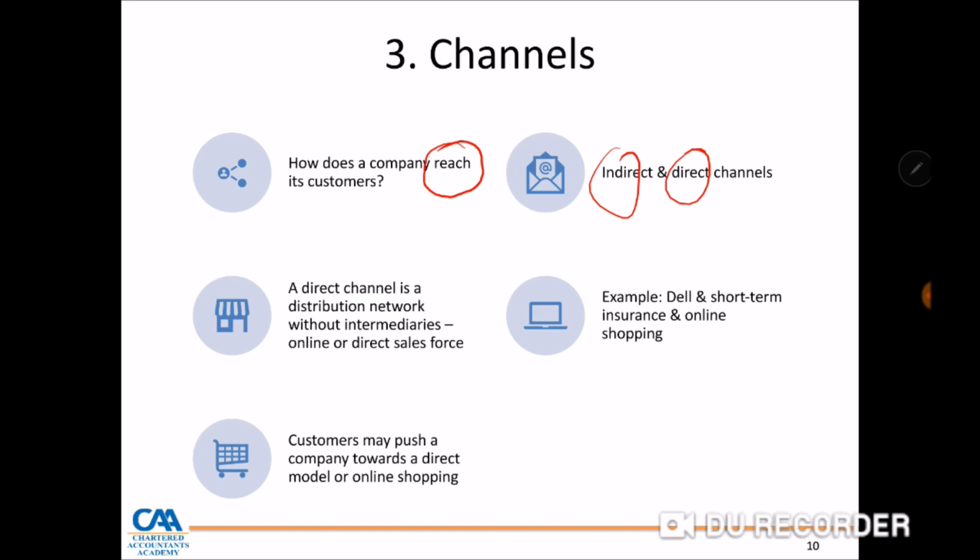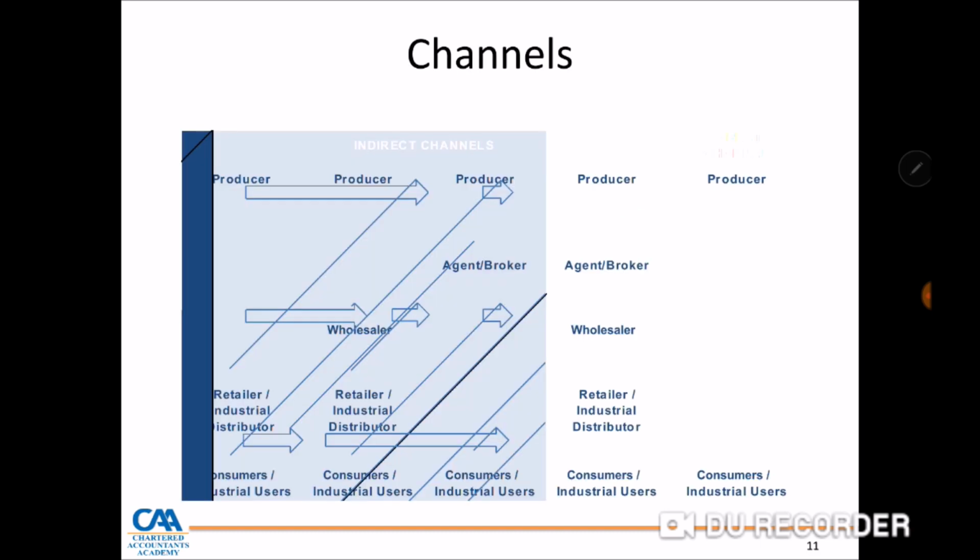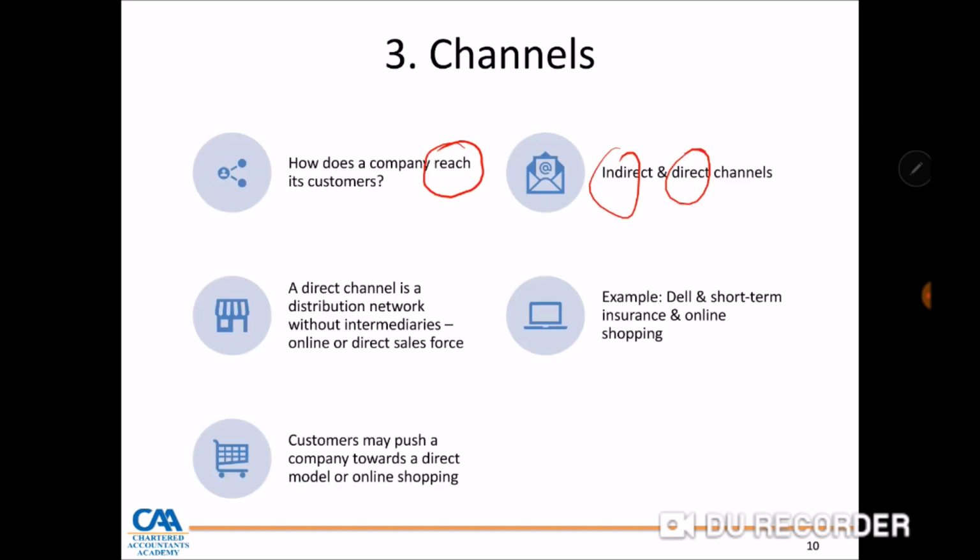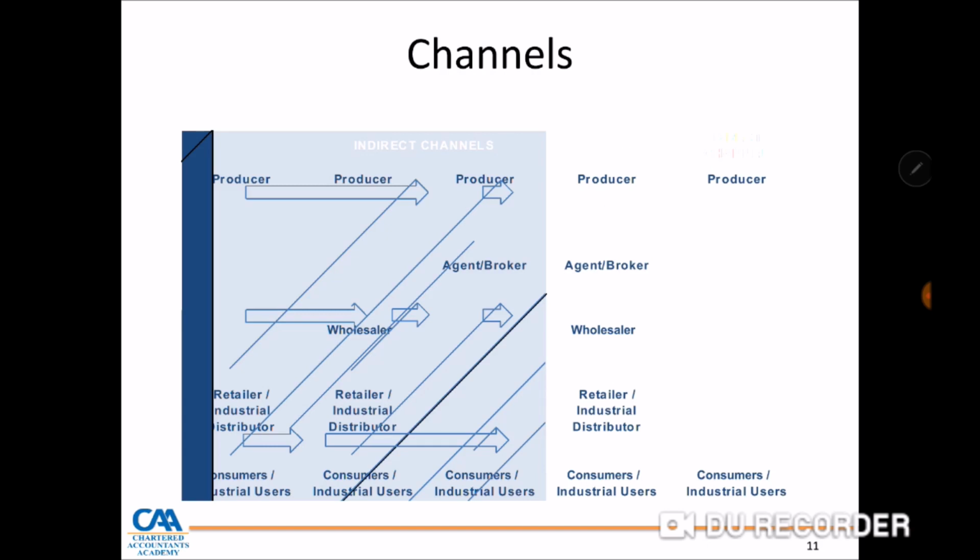So if I look at a direct channel, or just to crystallize this in an example, if you look at this diagram, it's saying when you look at our channels, we've got a producer, and from a producer, are we going directly to the end consumer? If I'm not going directly to the end consumer, it means I'm using an indirect channel. So let's look at a company like National Foods.